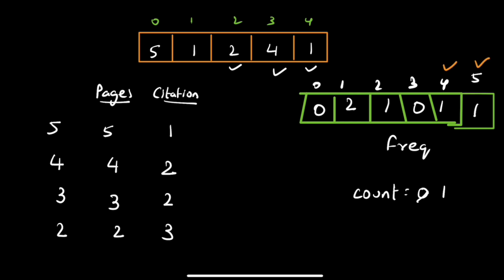Now we are going to index number 4. Now at index number 4, the citation is 1. But we have already computed the citation as 1 here, right? That is the count. So we'll add this count to this. So it will become 2.